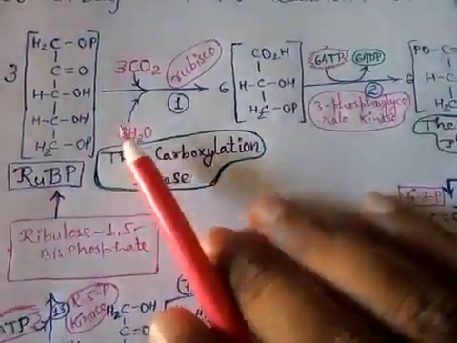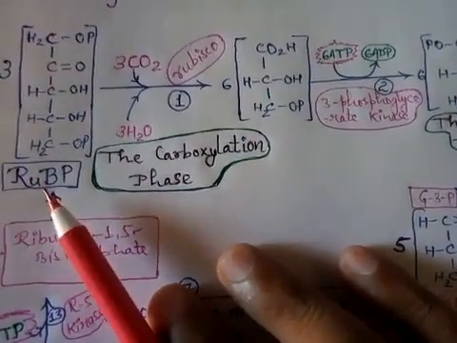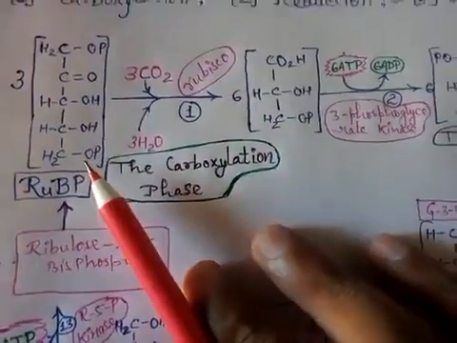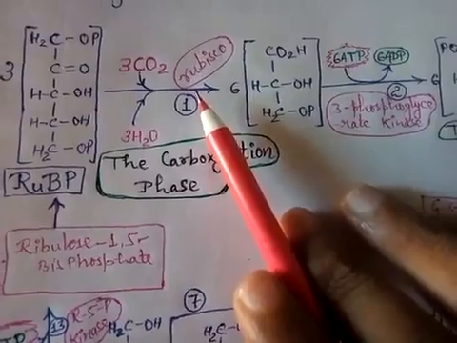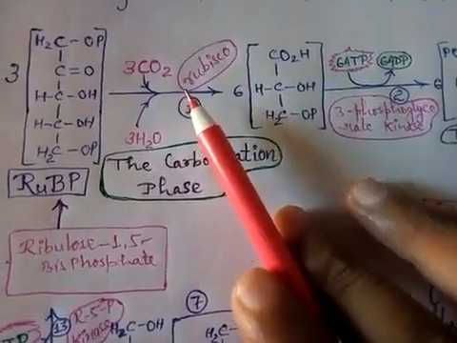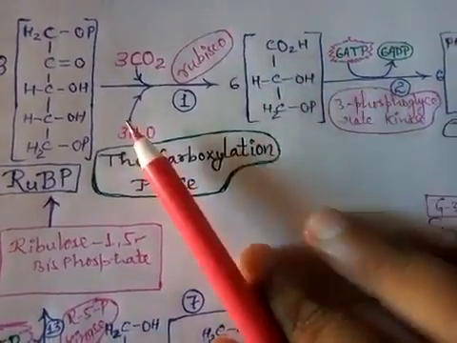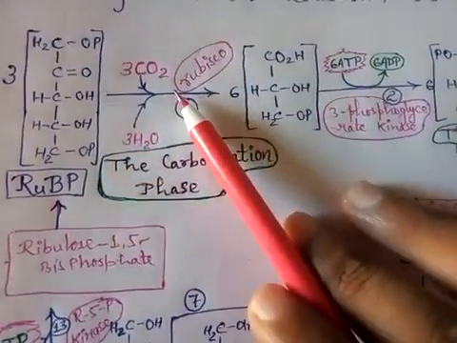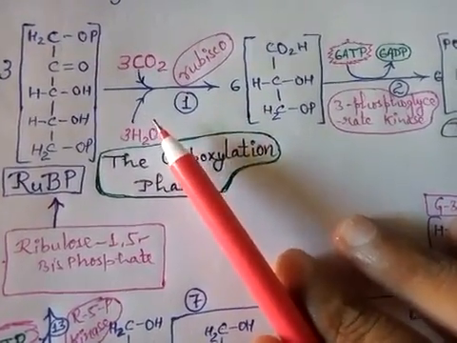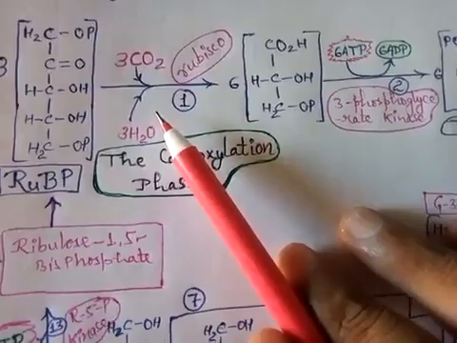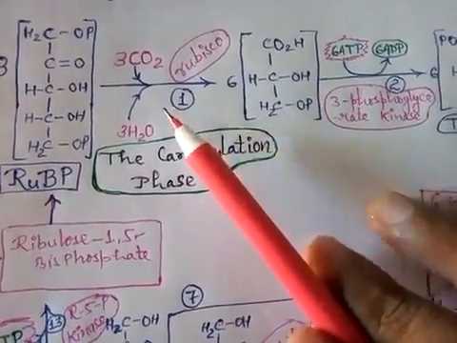In the carboxylation phase, three molecules of RuBP, that is ribulose 1,5-bisphosphate, accept three carbon dioxide molecules in the presence of the enzyme Rubisco, that is ribulose 1,5-bisphosphate carboxylase oxygenase. Here no ATP or NADPH is utilized, therefore it is the carboxylation phase.